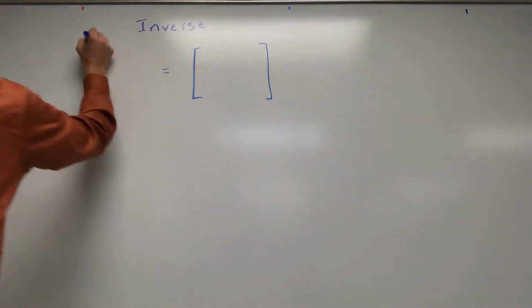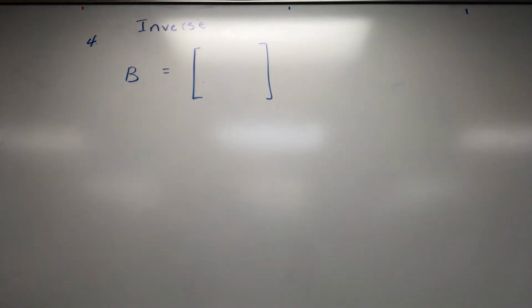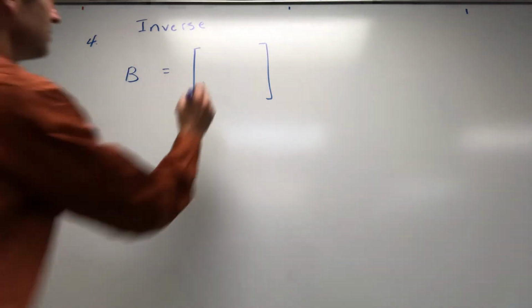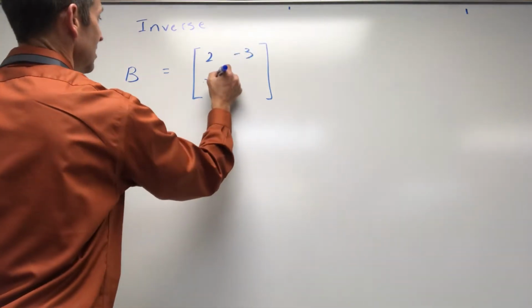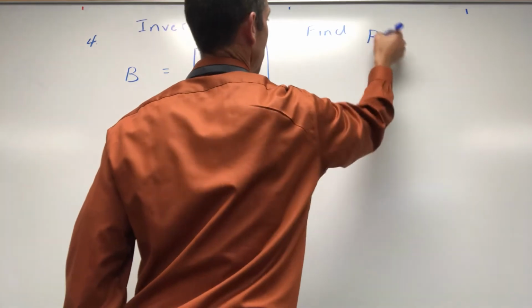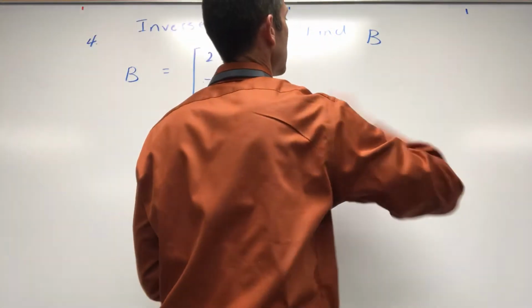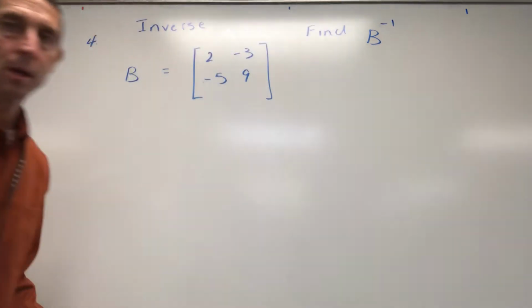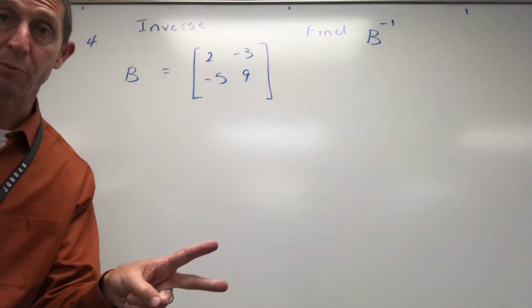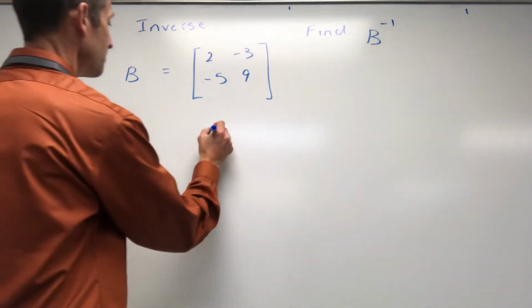Okay, so let's go number 4. Let's say we got a matrix B. We want to find him. 2, negative 3, negative 5, 9. And we're going to find the inverse. Let me get a negative 1. So, inverse matrix is made up of 2 parts. You got to find the inside part and you got to find the outside part.